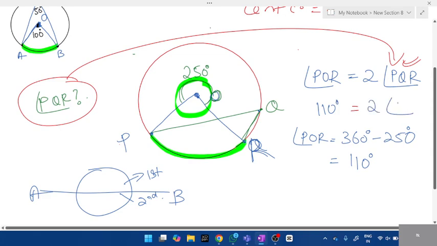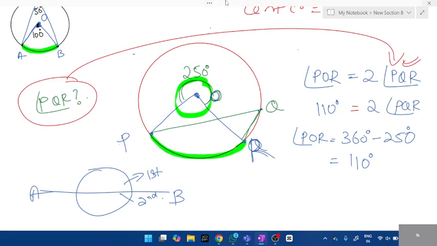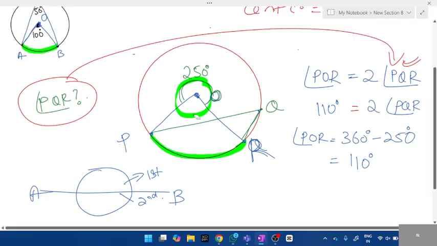110 is equal to 2 times PQR. What is PQR then? 110 divided by 2? 55 degrees. 110, 55.